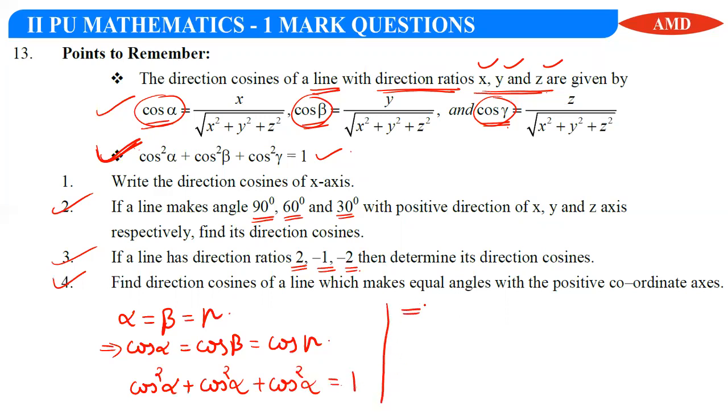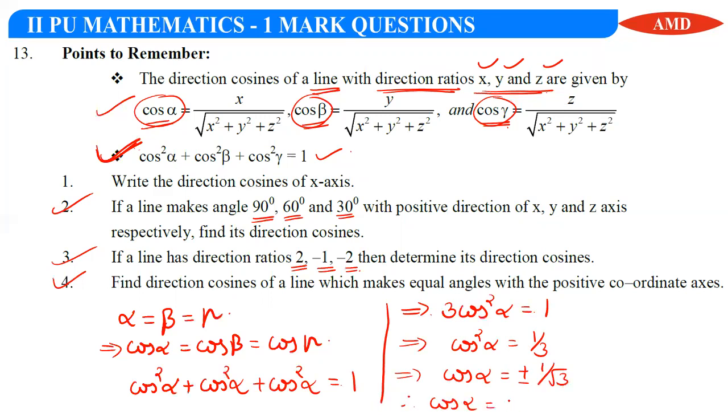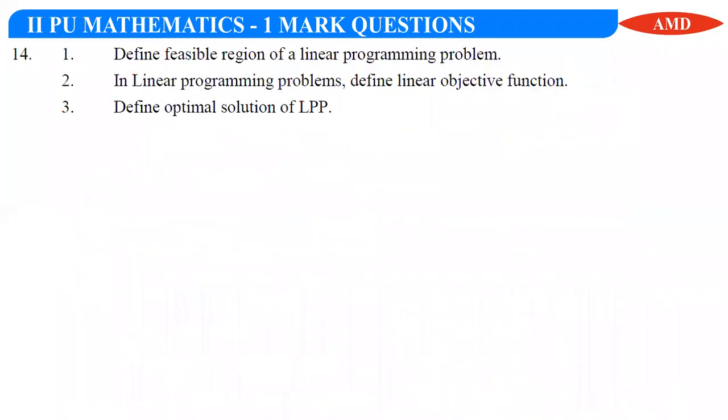This implies 3 times cos square alpha is equal to 1. That implies cos square alpha is equal to 1 by 3. That implies cos alpha is equal to plus or minus 1 by root 3. Therefore, cos alpha is equal to cos beta is equal to cos gamma, all three are equal to plus or minus 1 by root 3. Let's move on to the next question.